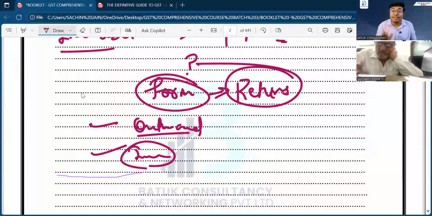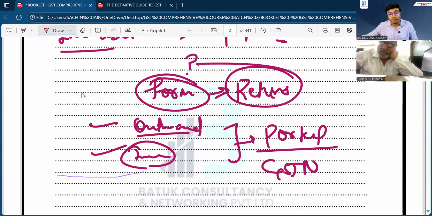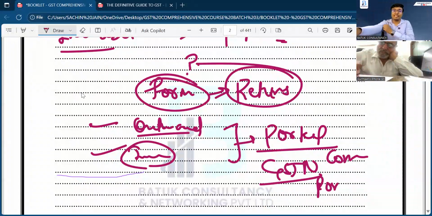in the form of returns, but where will we upload this data with the government? How will the government get the data? So for that purpose, government has developed a specific portal that is called the GSTN Common Portal. All these things are there. Okay, that means we have to submit our details related to outward supply and inward supply on the GSTN Common Portal, in the form of various returns.